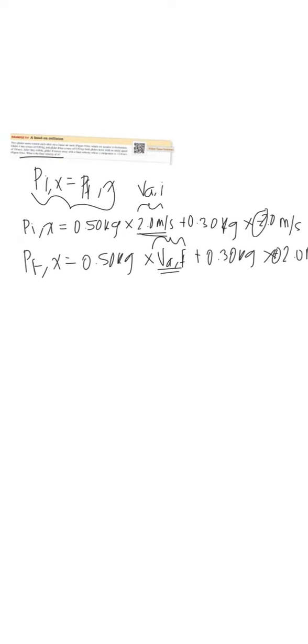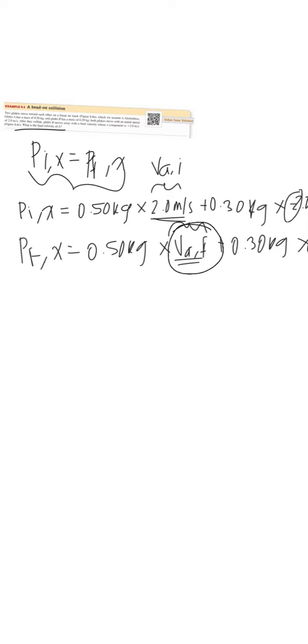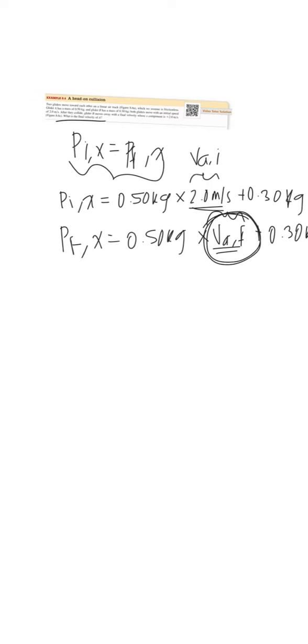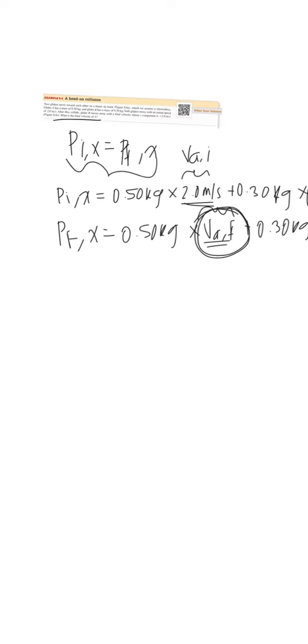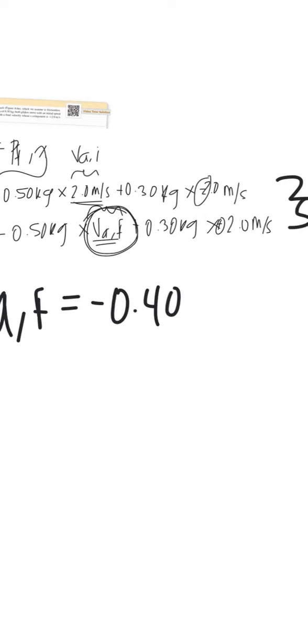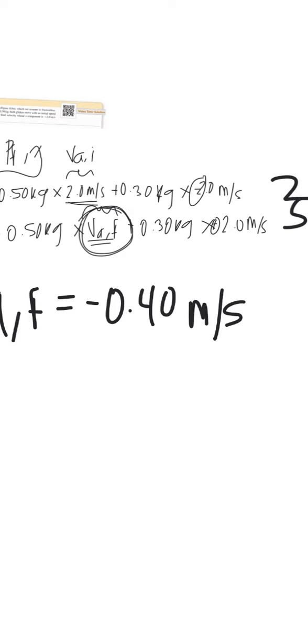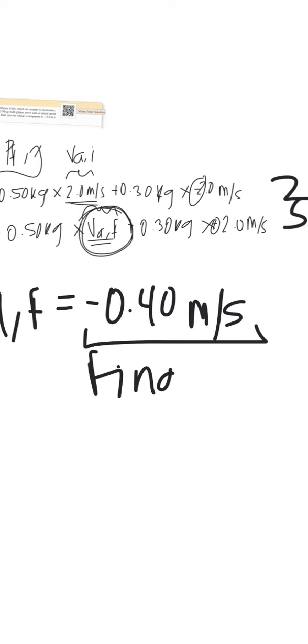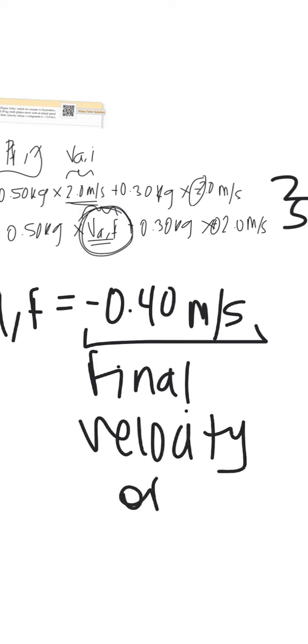So now that we know that we need to set these equal to each other, we can easily find VAF. By solving, we'll see that VAF is equal to negative 0.40 meters per second. So this is the final velocity of A.